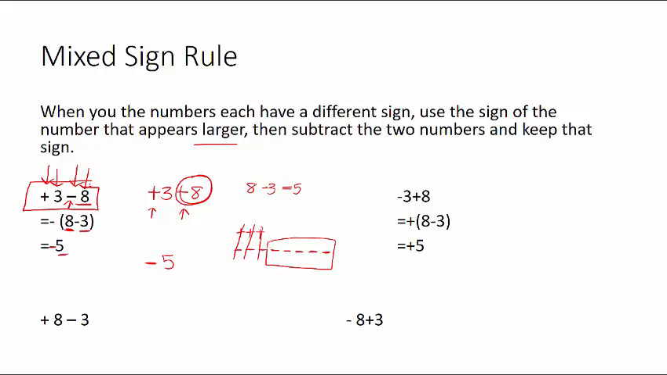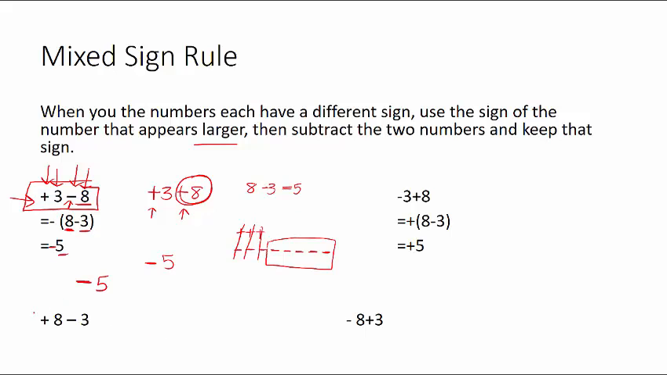So it makes sense here. If we're putting these two things together, we have more negatives, so there's going to be negatives left over, so we know our answer is going to be negative. How many more negatives are we going to have? We'll have 5 more negatives.